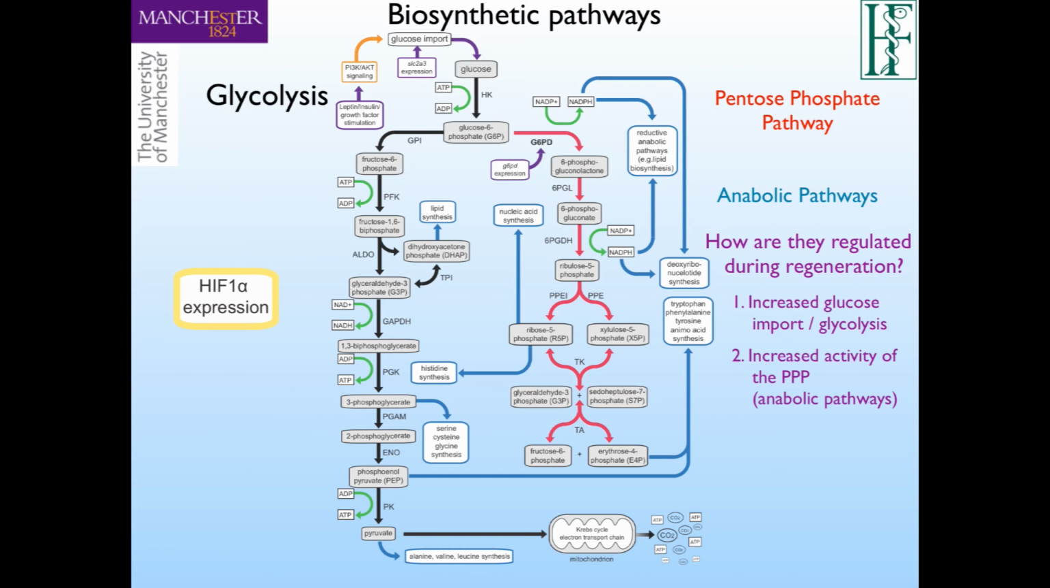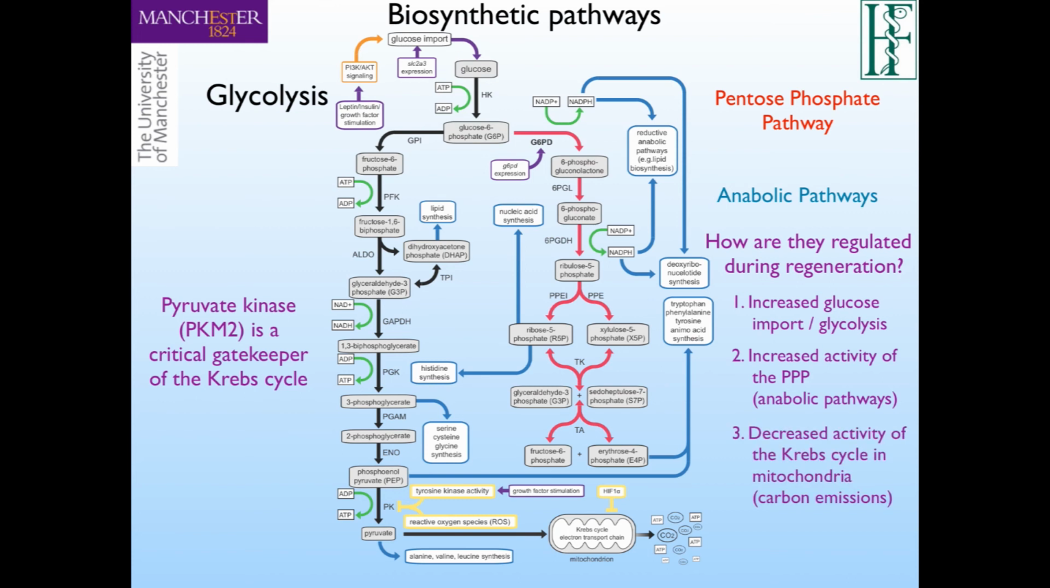Finally, you need to limit the carbon emissions, and that is done by several processes. One is the upregulation of HIF-1 alpha, which inhibits the mitochondria, and also growth factor stimulation, as well as reactive oxygen species production, inhibits the pyruvate kinase enzyme, thereby quieting the oxidative phosphorylation pathway. By doing so, you get decreased activity of the Krebs cycle and decreased carbon emissions. So these are the mechanisms, we believe, that are regulated during regeneration.